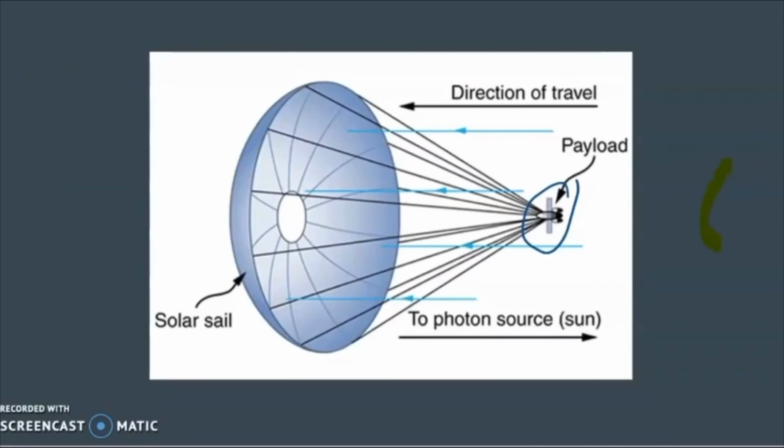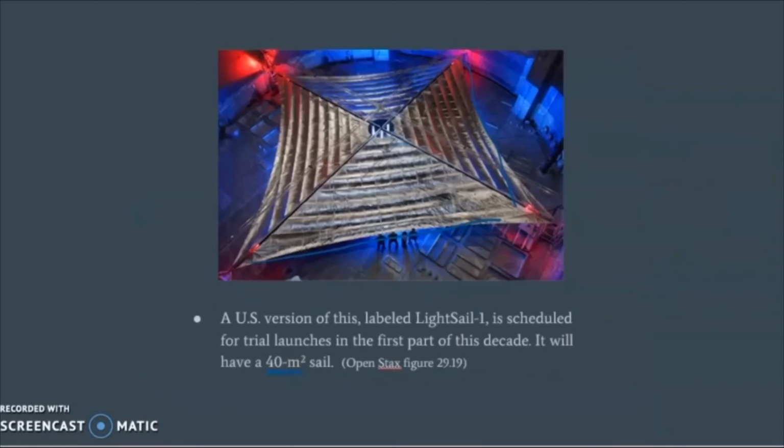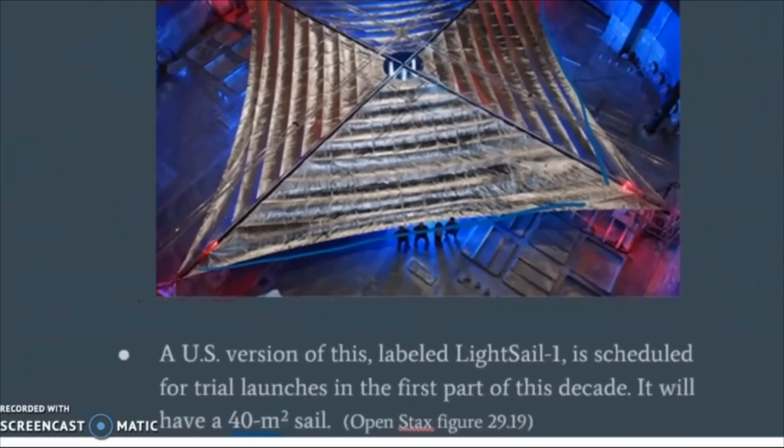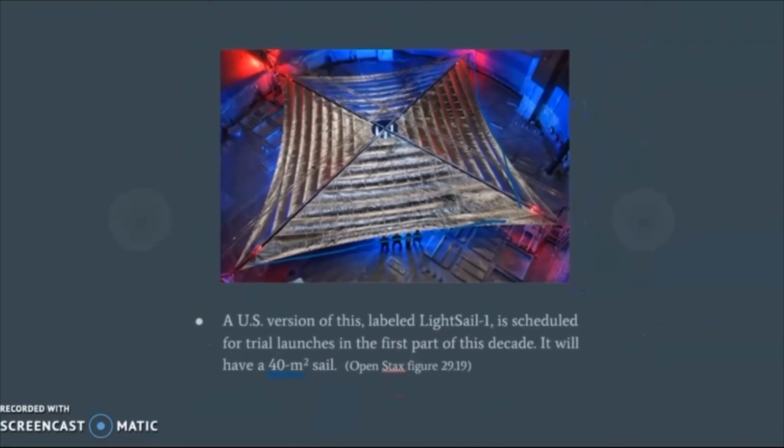Here's another picture, so we can see the payload there. Let's say the sun is this highlighted blob, and photons would hit it, and then the solar sail would be propelled in that direction. Here's an actual solar sail that's being built, and this is the US version. It's called the Light Sail 1. This is from OpenStax, figure 29.19, and it has a 40 square meter sail. If you look at those little people down there, this thing is huge, and it's going to be sent into space sometime in this decade.